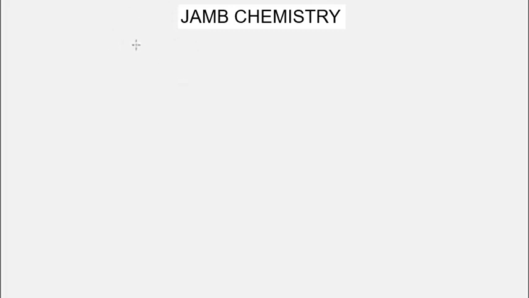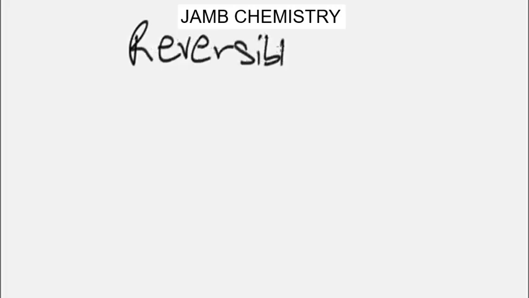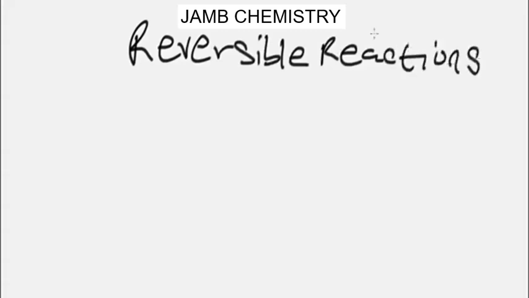So we're looking at reversible reactions. Let's begin by knowing what a reversible reaction is. Now, a reversible reaction is simply a reaction in which the conversion of reactants to products and the conversion of products to reactants occur simultaneously.